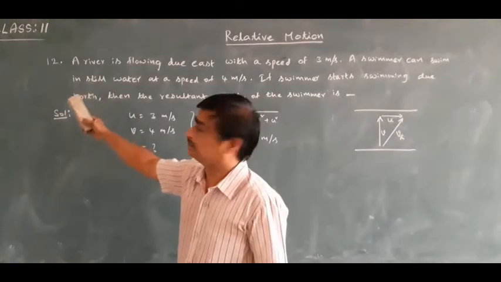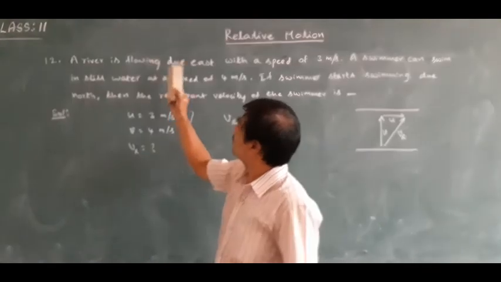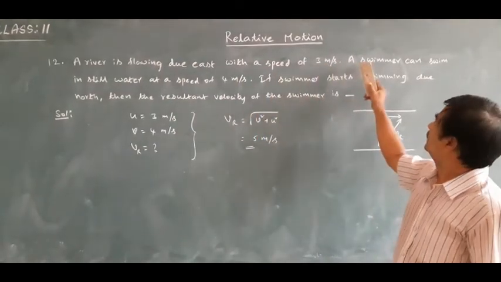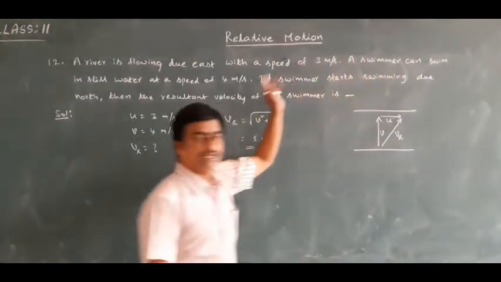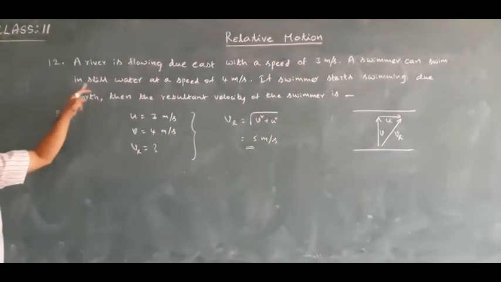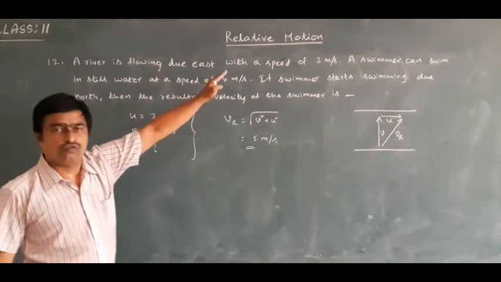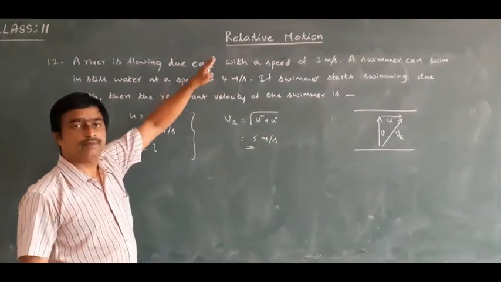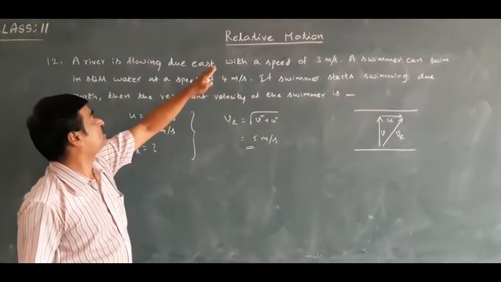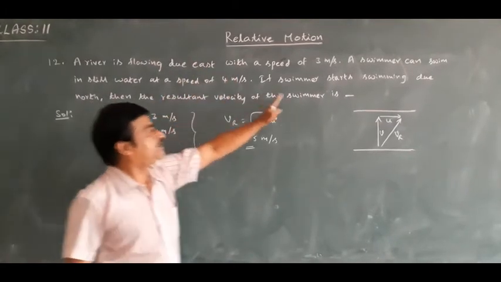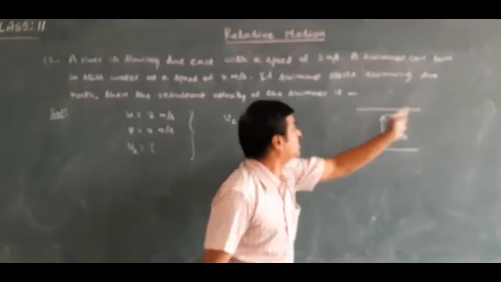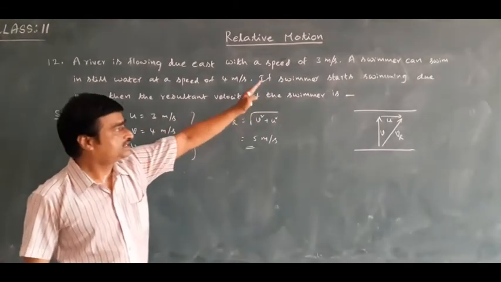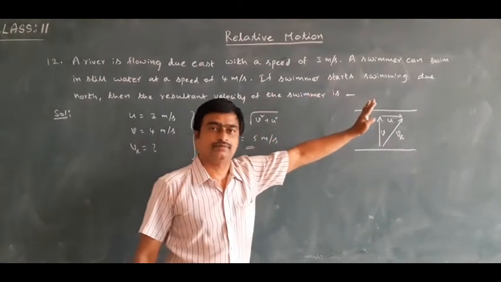See, next problem. A river is flowing due east with a speed of 3 meters per second. A swimmer can swim in still water at a speed of 4 meters per second. That is, the velocity of the swimmer in still water and the velocity of water are given. If the swimmer starts swimming due north, then the resultant velocity of the swimmer is dash.